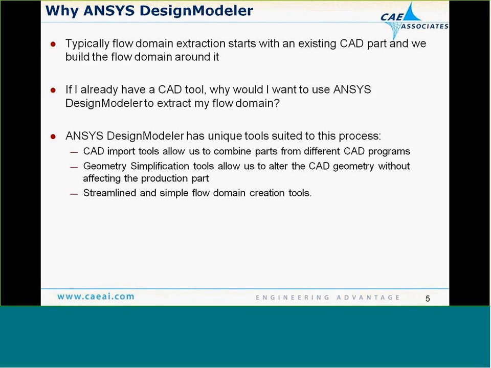If you are working on a part, maybe you have a CAD part from a supplier, and maybe you have a CAD part from your own organization, and maybe they come from different CAD programs, you can easily combine those in ANSYS Design Modeler into one database. And ANSYS Design Modeler allows us to make changes to that geometry without affecting the original CAD file. So we can do things like geometry simplification, where maybe we want to get rid of some detail that's not really necessary for analysis, and change the geometry inside ANSYS Design Modeler without affecting the CAD file that's required maybe for production purposes.